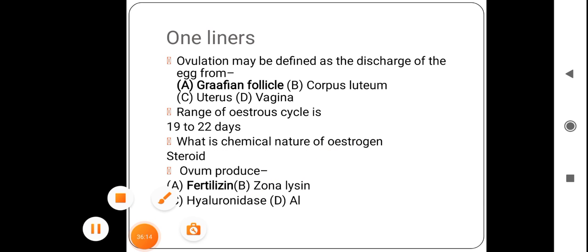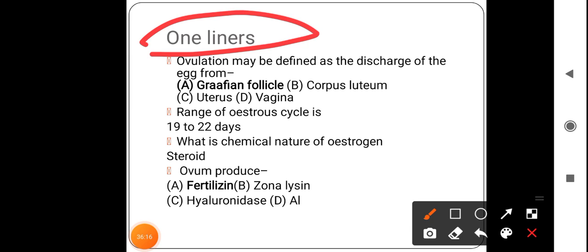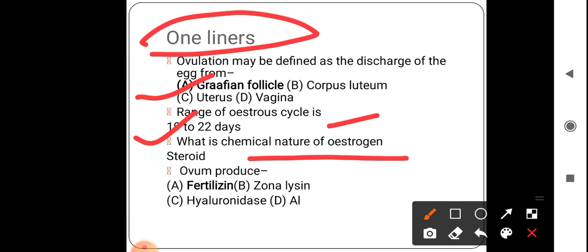Now let's see some one-liners regarding this estrus cycle. Ovulation may be defined as discharge of the egg from the Graafian follicle. The range of the estrus cycle is 19 to 22 days. What is the chemical nature of estrogen? It is a steroid. Ovum produces fertilizin.